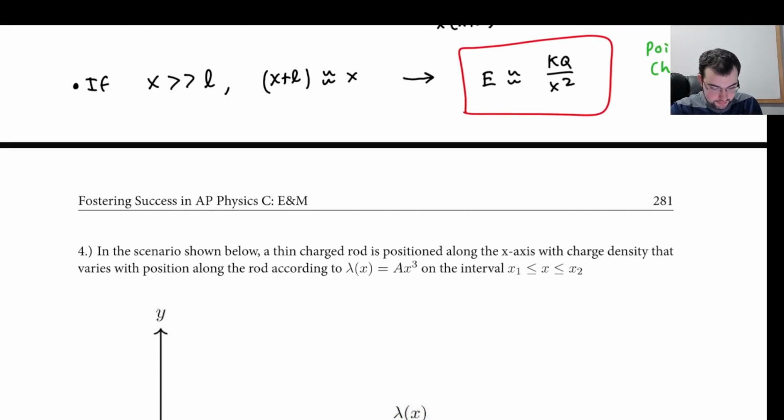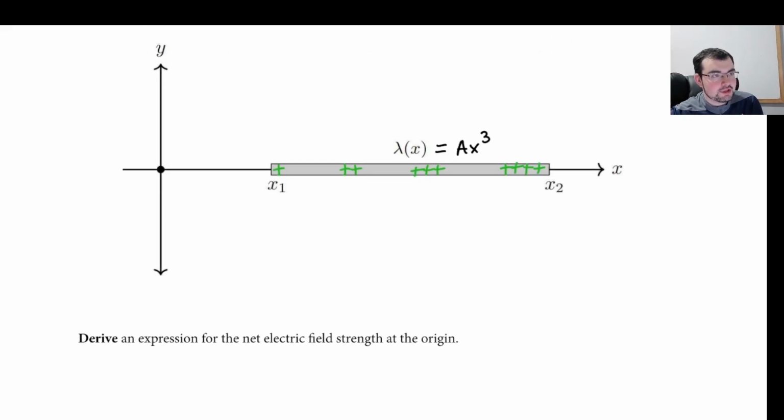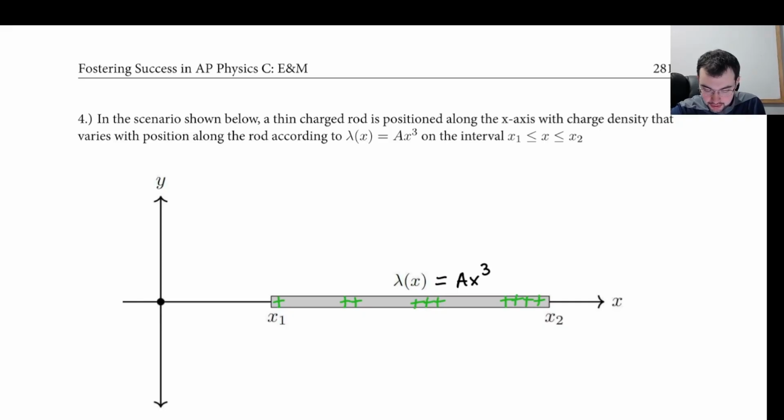All right, next one. We have a rod with changing charge density. So this is just a rod that's set up on the axis here, and we're given a function that is determining its charge density. So if A is positive, this would mean that this part is positively charged, then it's more positively charged, and more positively charged, and even more positively charged. So all of these rod contributions aren't doing the same thing to that field. So we just want the net field strength at the origin.